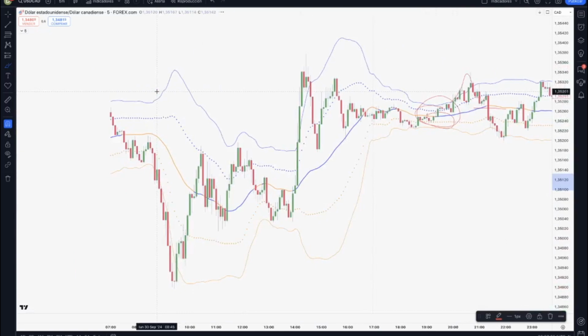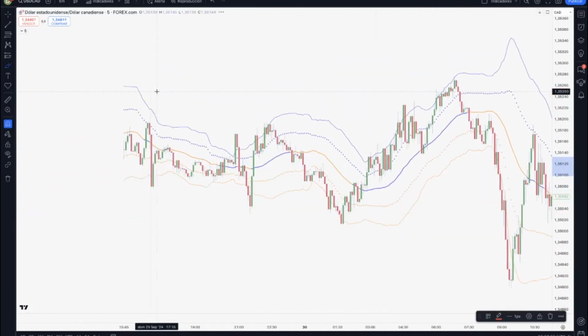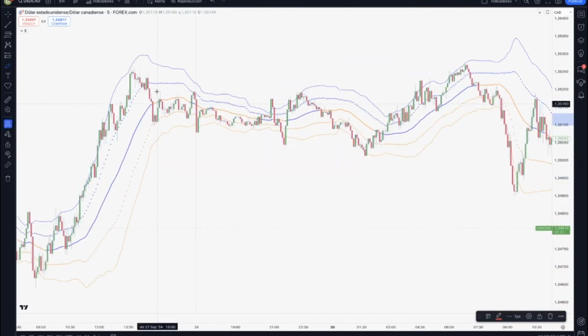That's very important. And I recommend you backtest this strategy. It's very powerful, as I was telling you before.